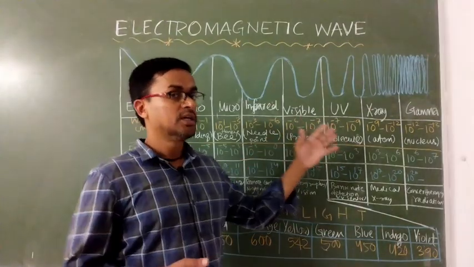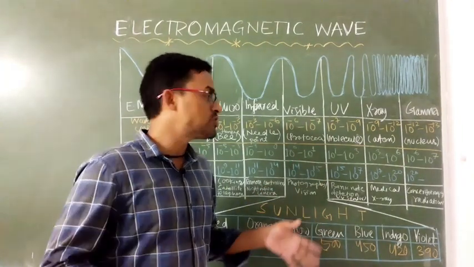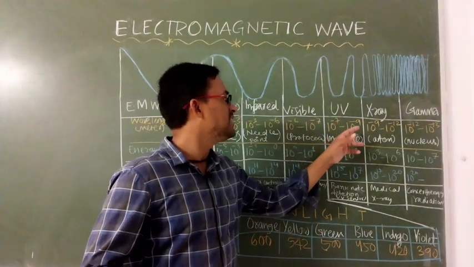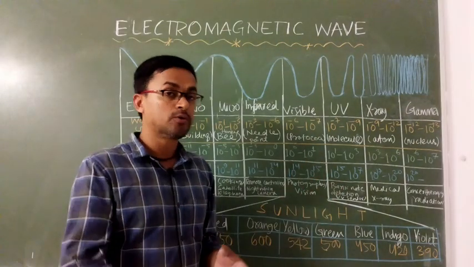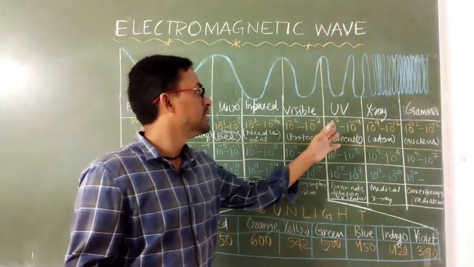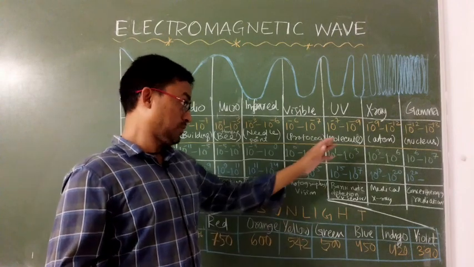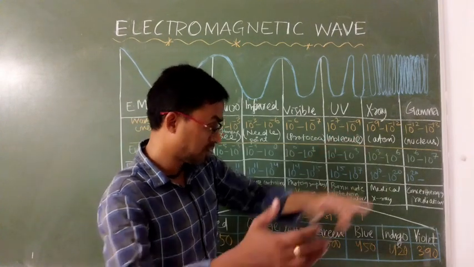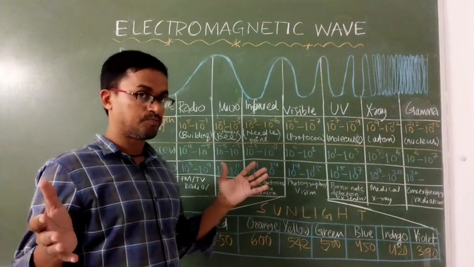Then come to UV. In the UV region, the wavelength squeezes again and becomes even smaller. It is 10 to the minus 7 to 10 to the minus 9 meter, and it is equivalent to a molecule. That means just a combination of a few atoms, 3 or 4 atoms, 10 to the minus 7 to 10 to the minus 9 meter, which can be compared to a molecule.